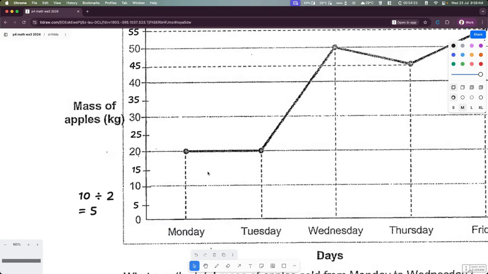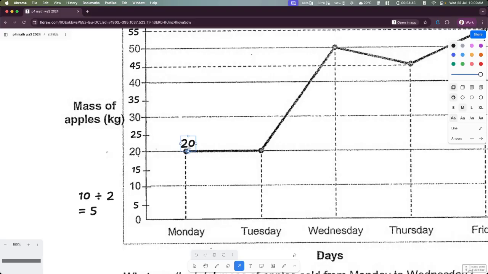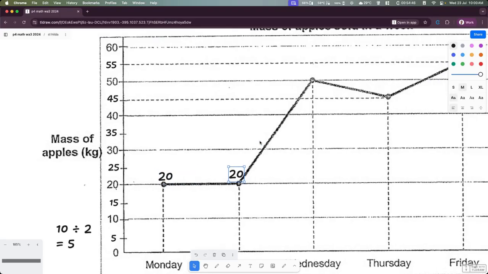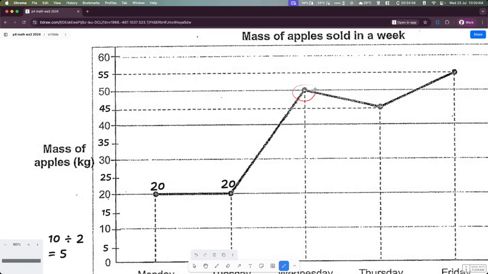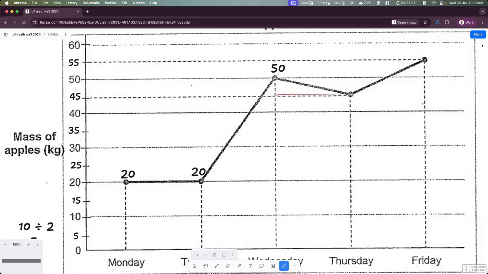So now let's go through every day to see the mass of apples. On Monday it is 20. In this case, this is 20 for Monday because the dot is at 20 over here. Tuesday is the same, so nothing much happens on Tuesday. Let's see Wednesday. Wednesday over here is pointing to 50, so we put 50 here. How about Thursday? Thursday over here points to the middle, 45, which is here.